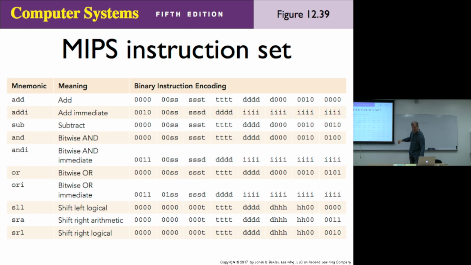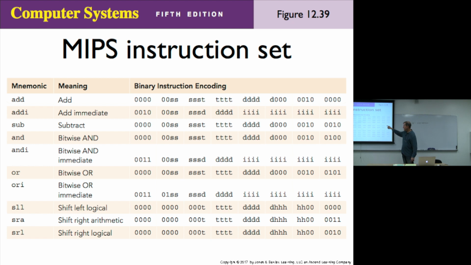Okay, so if you look here at the instruction set, you see here add. What's the opcode for add? Can you tell by this first line on figure 12.39? Which bits were in the opcode? First 6 bits. So here, what's the opcode for add?